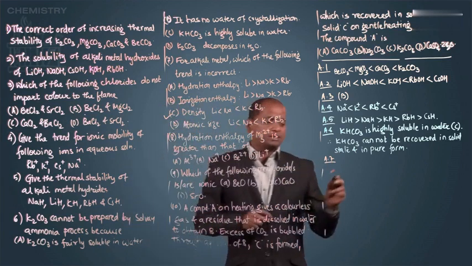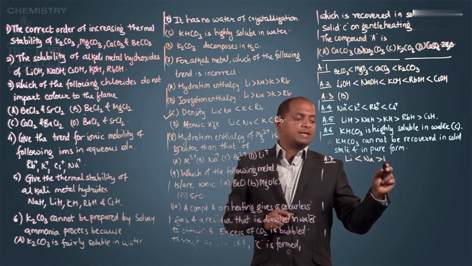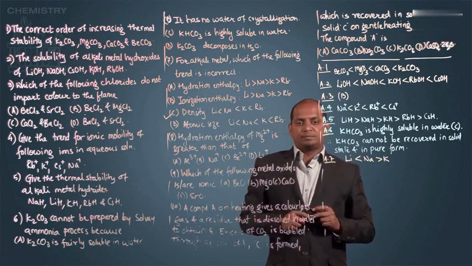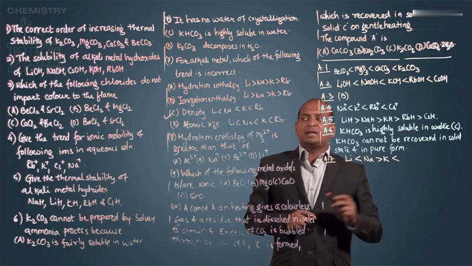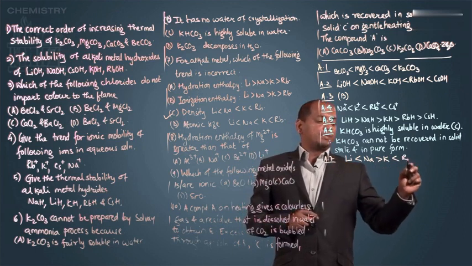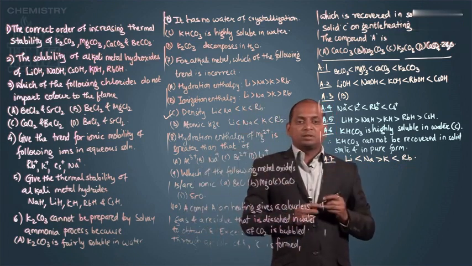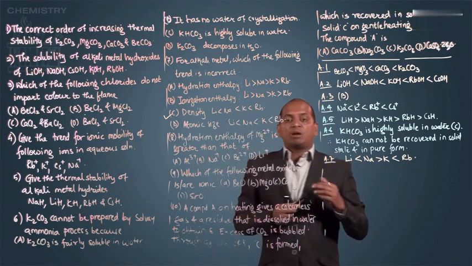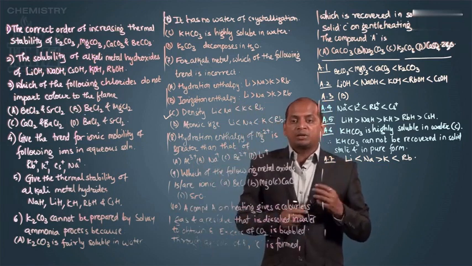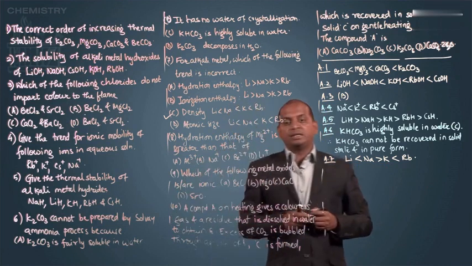The correct trend is this way. The density of lithium is less than sodium, but is greater than potassium, which is further less than that of rubidium. Okay, so there is a dip in case of potassium where the atomic mass cannot overcome the atomic volume, and therefore density of potassium decreases.